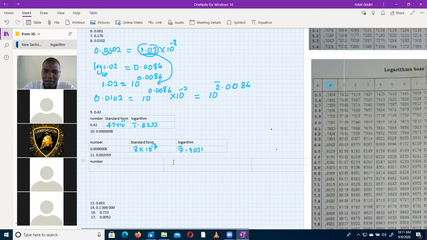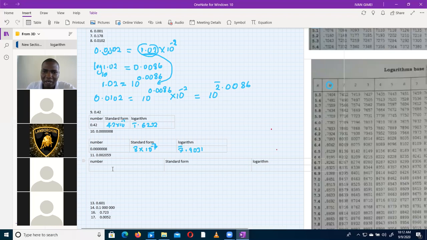Standard form. Then lastly, I have the logarithm, but this table is again too long. Logarithm, like that. So I can make this table shorter by pulling it this way. Okay, so that's what we have.